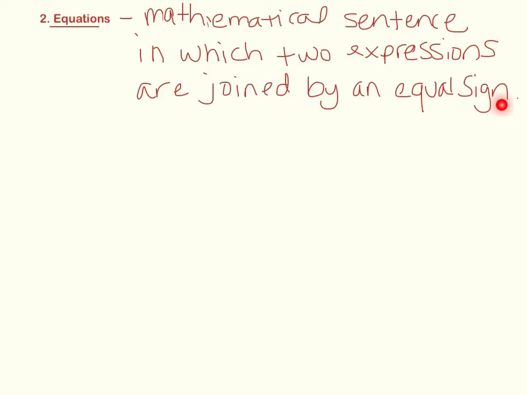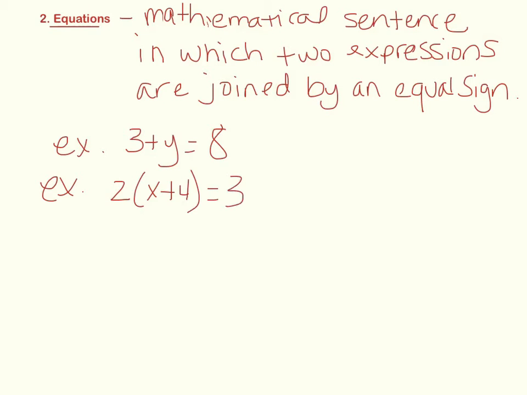A quick example of that would be something like 3 plus y equals 8. Here's an expression, numbers and variables joined by operation signs. Here's an expression, it could be numbers or just variables, and it's joined by an equal sign. Two expressions with an equal sign. That's an equation. Another example here, 2 times x plus 4 equals 3x minus 6. Again, expressions joined by the equal sign.